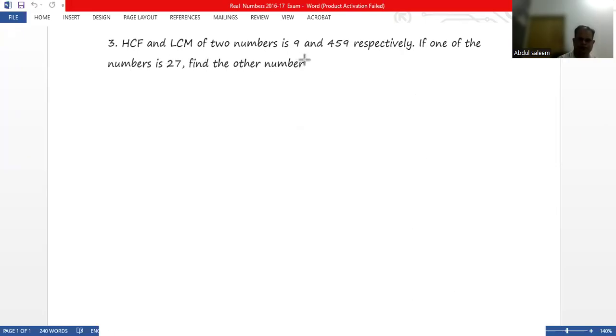HCF and LCM of two numbers is 9 and 459 respectively. If one of the numbers is 27, find the other number. So we have one relation: HCF into LCM equals product of two numbers. HCF is 9, LCM is 459. Product of two numbers: one number is 27 into the second number. So we have to find the second number.